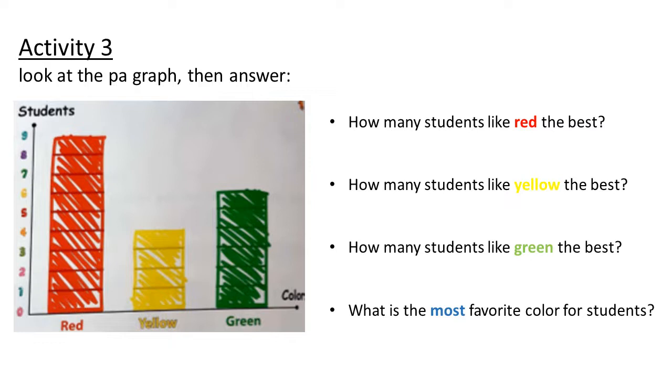Activity number 3, we will look at the bar graph and then we will answer. How many students like red the best? When you read the bar graph, you look at the last square and then see the number of the square. Here the last number is 9. So 9 like red. How many like yellow? Look at the top square, it's at 4. So 4 students like yellow. How many like green? 6. What is the most favorite color? Most favorite, so more students choose it. It's red.